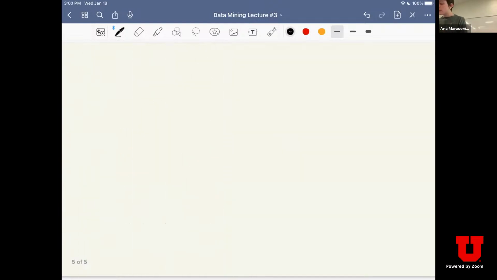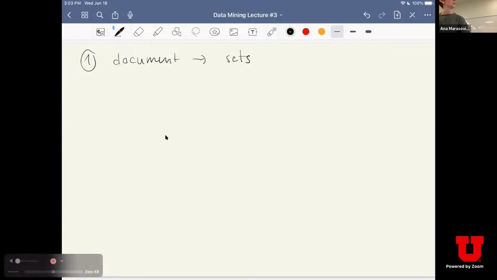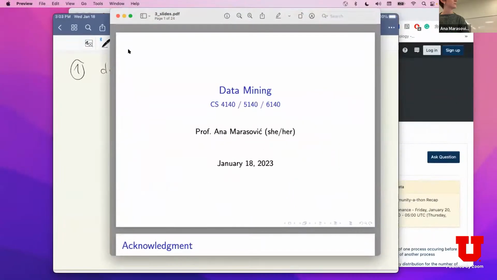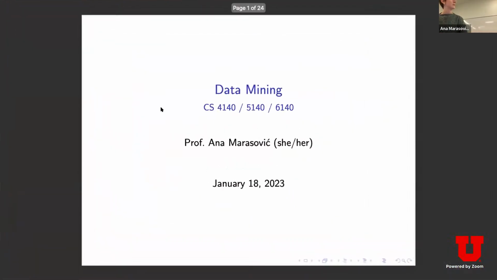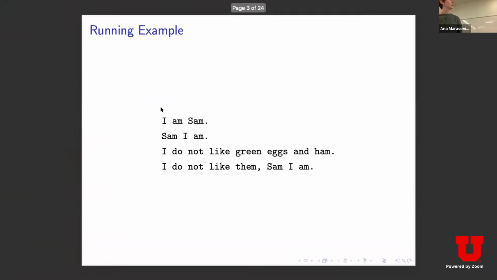All right, so as I said, today we are going to go from documents to sets. And since I will need a textual example, I will use some slides here to go over this bit. Okay. All right, so here we will have a running example of these 4 sentences. I am Sam, Sam I am. I do not like green eggs and ham, and I do not like them, Sam I am. It's a little bit disturbing to read it.